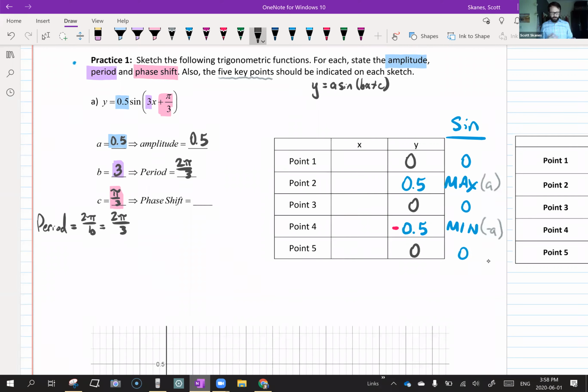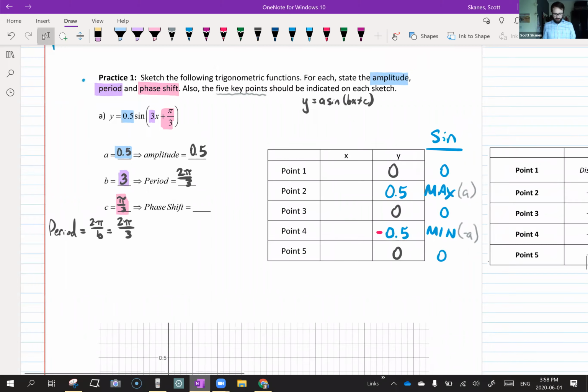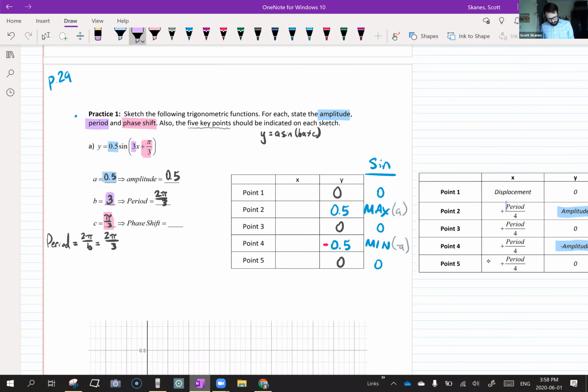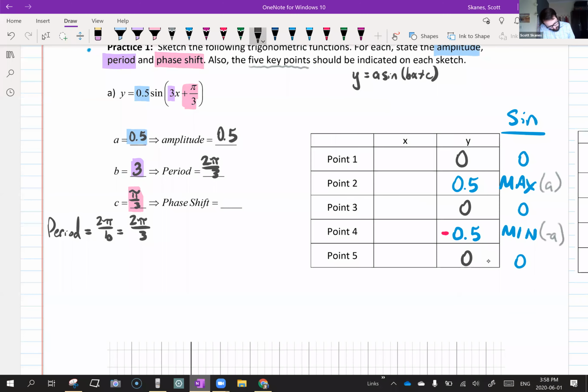So we have period. Unfortunately, if you look at your cheat sheet, period isn't really there. I mean, it is. It's right here, but you have to divide it by 4. So let's divide it by 4 to get the distance between the points. I'll make it really clear here. Let me just rewrite it. So the period divided by 4 is 2 pi over 3 divided by 4. Does anyone know how to handle this?